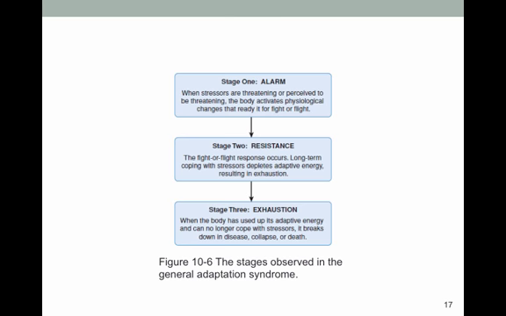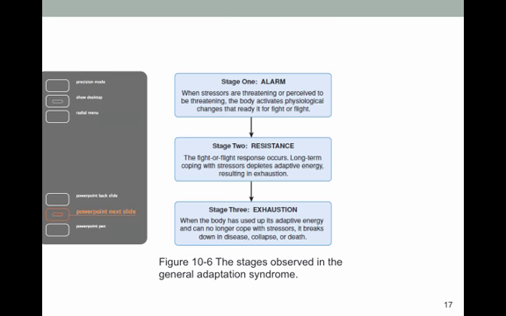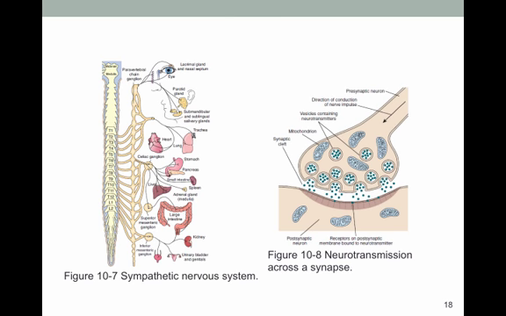So these are the general adaptation syndrome stages: the alarm stage, resistance stage, and then exhaustion stage. Please look over them. This is figure 10.6 in your book. And this is the sympathetic nervous system. Here at figure 10.7. And then at figure 10.8, neuron transmission across the synapses.